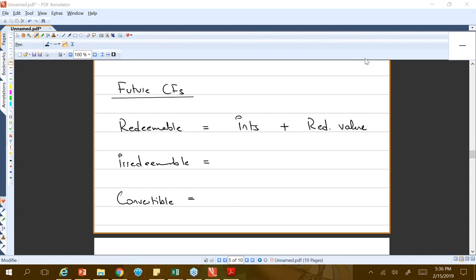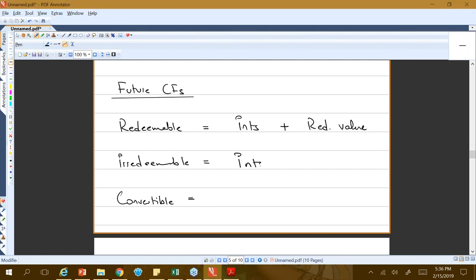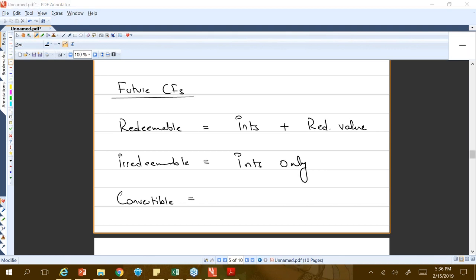When we think of irredeemable debt, what are the cash flows involved here? Well, the cash flows involved are interest only. Thank you for your kind answer. It's the interest only. There is no redemption value when we talk about the irredeemable debt.